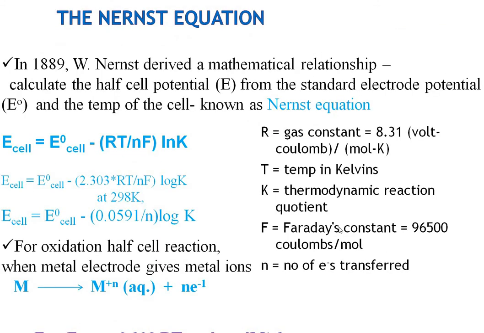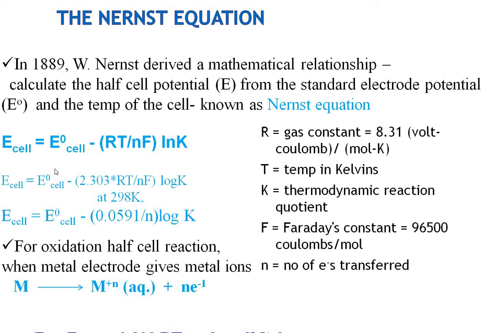In the Nernst equation, Nernst derived a mathematical relationship between the half cell potential, the standard electrode potential and temperature. So E cell equals E0 cell minus RT upon nF ln K. R is the gas constant, whose value is 8.31 volt coulomb per mole Kelvin. T is the temperature in Kelvin. K is the thermodynamic reaction quotient. F is the Faraday constant. Its value is 96500 coulombs per mole.